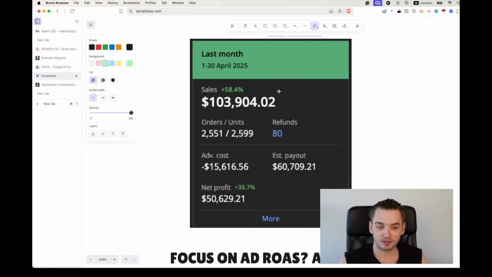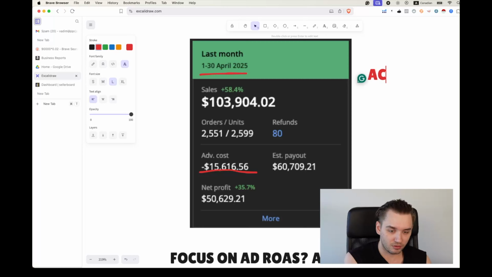This is the Sellerboard metrics for last month for one of my clients. As you can see, it's 100K in sales, 15K in ad spend, which comes out to a TACOS of around 15%. And if you don't know what TACOS is, it's simply the relationship of ad spend versus your total sales. So if you spend $1,000 on ads and you get 10,000 in overall sales, that's going to be 10% TACOS.